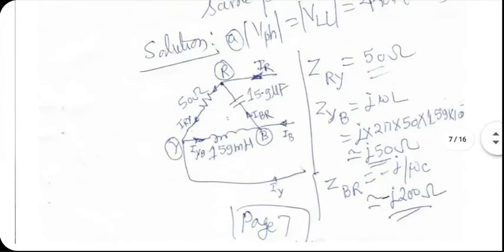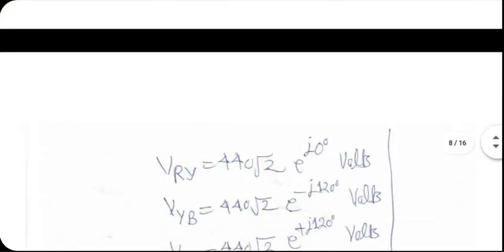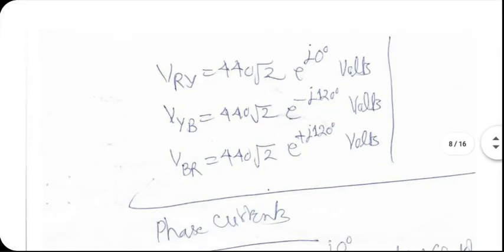Now, VRY, let's say, is the starting thing, which is the reference voltage. It is 440 into square root of 2 e to the power j0 degrees volts. Our VYB will be the same magnitude, but a phase shift of minus 120 degrees. And VBR will have the same magnitude, but a phase shift of plus 120 degrees.